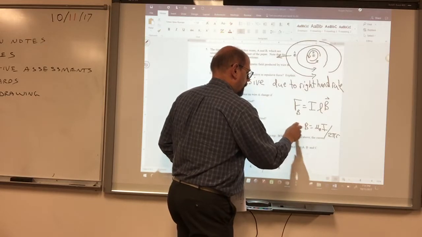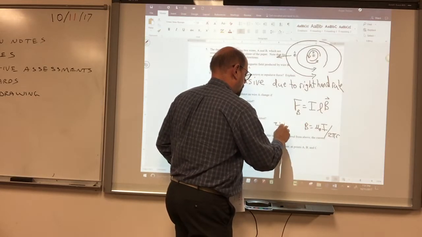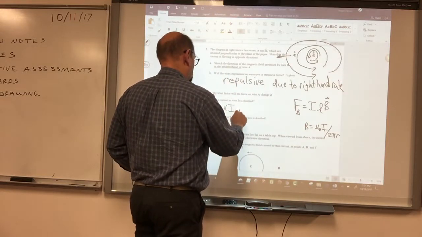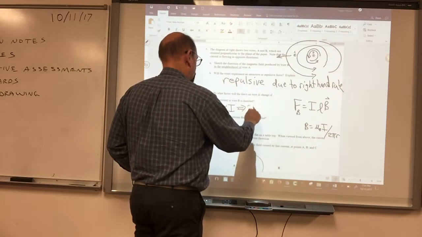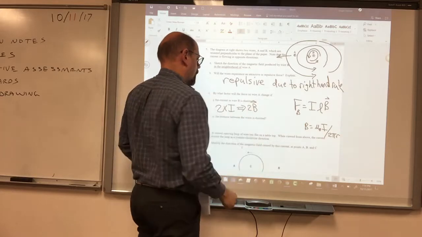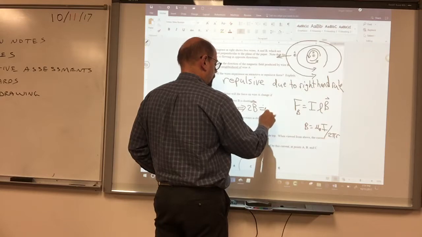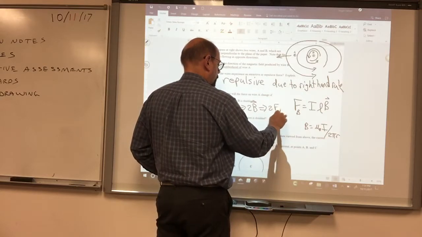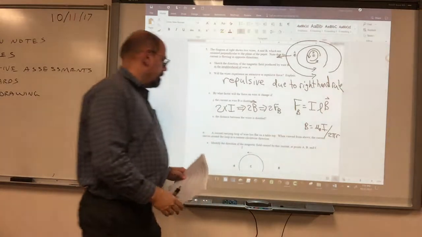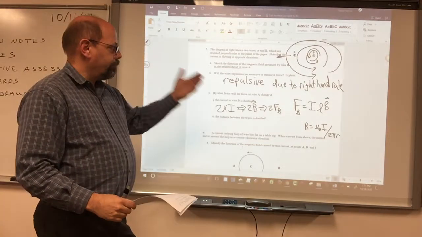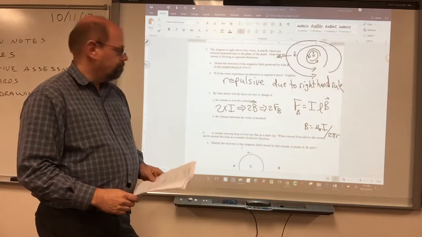So doubling the I implies that you're going to get twice the field of B. And if I double the field of B, what's going to happen to the force on the wire? You get twice the force. Cool? So you double the amount of push if you double the current that's in there.